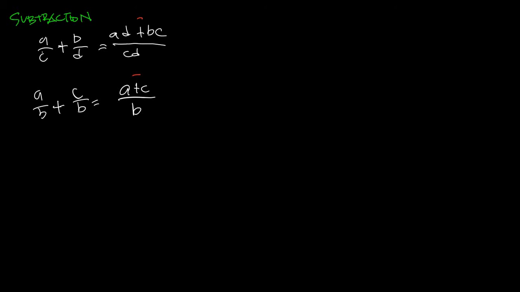For example, we have 3 over 7 minus 2 over 7. Since pareho sila ng denominator, mag-i-stay lang sila sa ganyan. And then 3 minus 2 is equal to 1. So that's it.